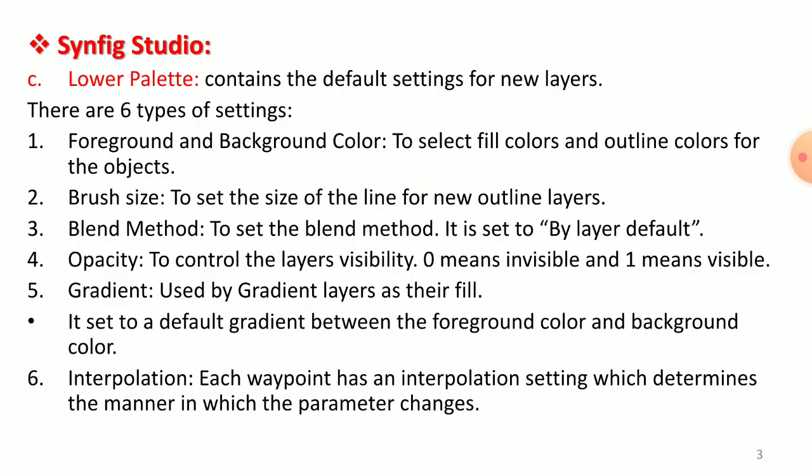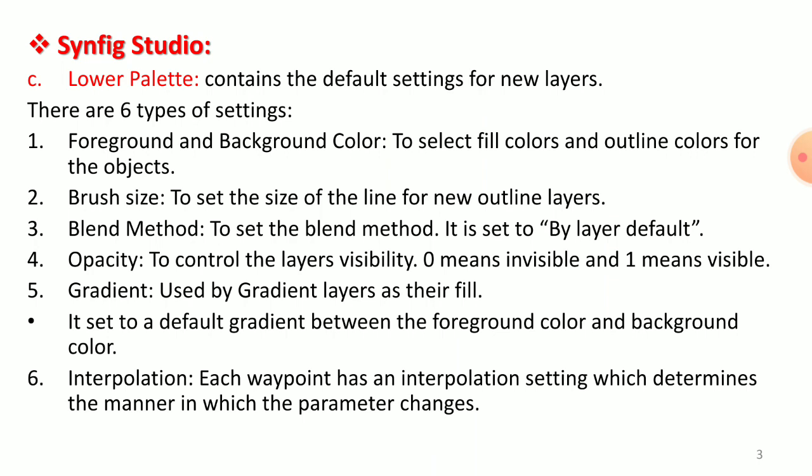The lower palette contains the default settings for new layers. There are six types of settings. First is foreground and background color. Second is brush size. Third is blend method. Fourth is opacity. Fifth is gradient, and sixth is interpolation. I will discuss them one by one.